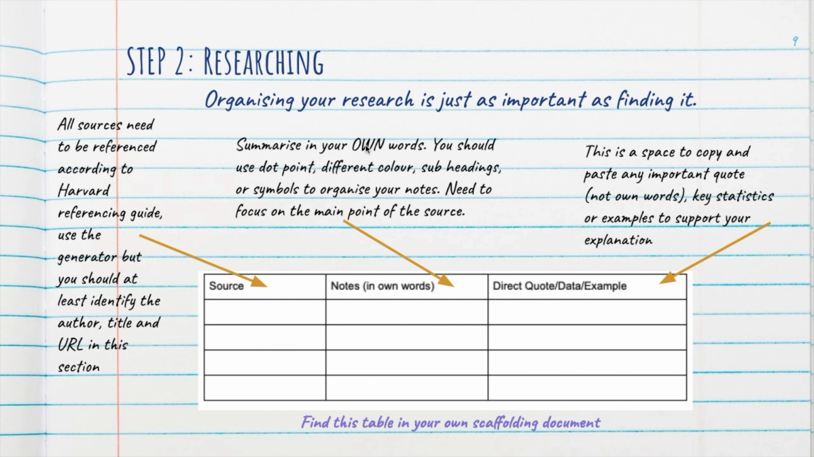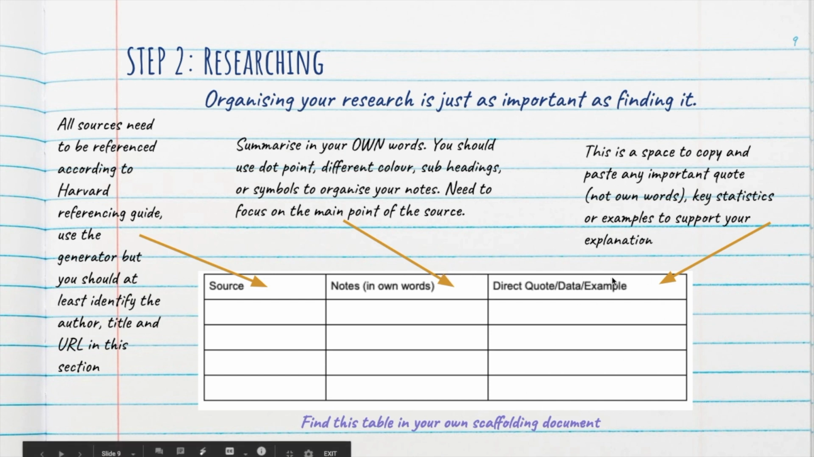For your notes, these should be in your own words. You should use different strategies to organize your notes, such as dot points, different colors, subheadings, and symbols, and these need to focus on the main point of the source and be in your own words. If you find that information doesn't make sense or you're not clear, you need to find another source. You should make sure that you're finding sources that you understand.